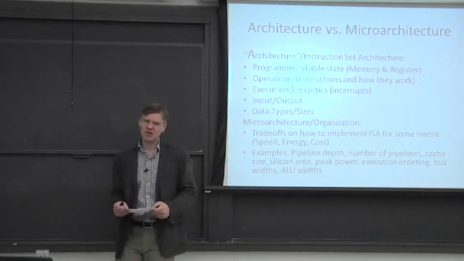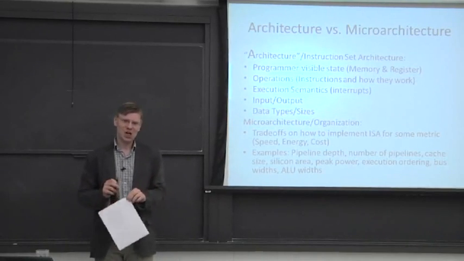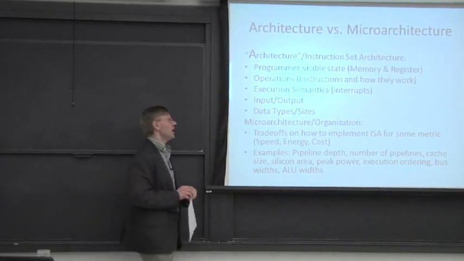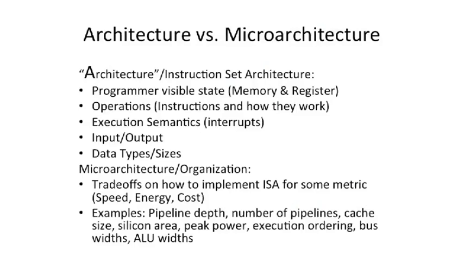OK, so let's talk about what is an instruction set architecture and what is a microarchitecture. An instruction set architecture, or big A architecture, is trying to provide the programmer some abstract machine model. Many times, what it really boils down to is all the programmer visible state. So for instance, how does the machine have memory? Does it have registers? That's the programmer visible state.